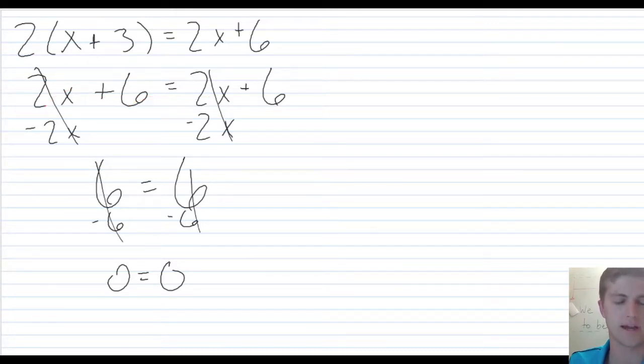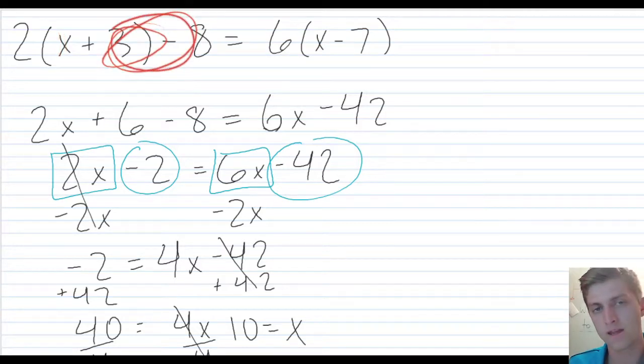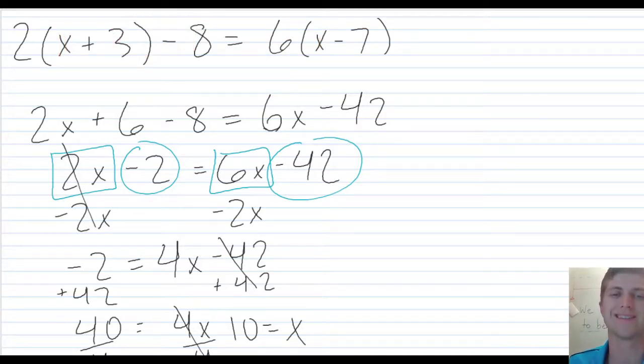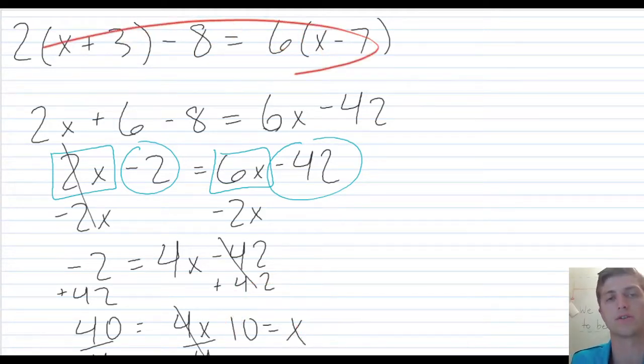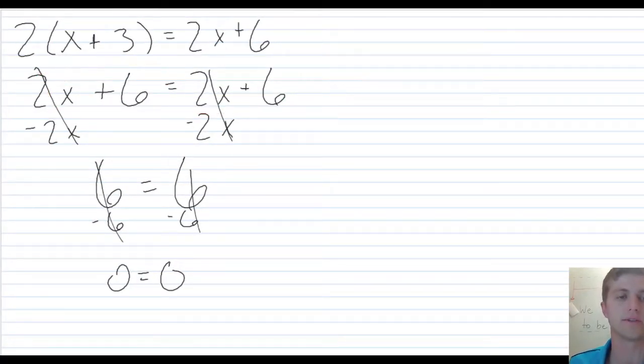Let's take a look back at one of the previous problems. If we plugged in something other than 10, we're not going to get an equal statement. Let's look. If this is 1, 1 plus 3 is 4, times 2 is 8, 8 minus 8 is 0. Then over here, 1 minus 7 is negative 6. Negative 6 times 6 is negative 36. 0 is not equal to negative 36. So 10 is the only value that will work in this equation. But over here, it doesn't matter what value our x is. It's always going to be equal. So we can plug in whatever we want.